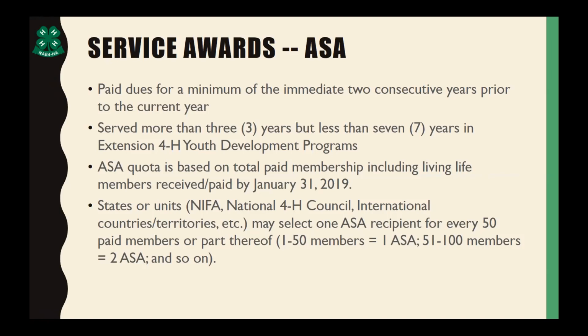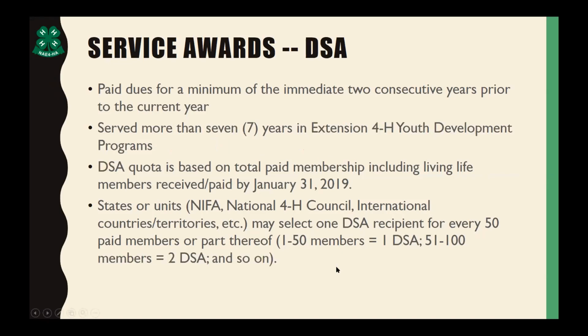So, for example, if a state has 100 members, and that is active members and living life members, on January 31st, then they could award 2 ASAs. So for every 50 paid members, you can award 1 ASA award. The same is true for DSA. The number of DSAs that can be awarded is based on membership. For every 50 members, you receive 1 DSA that can be awarded.